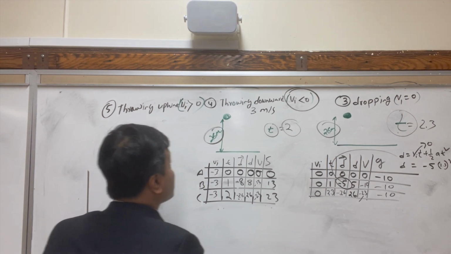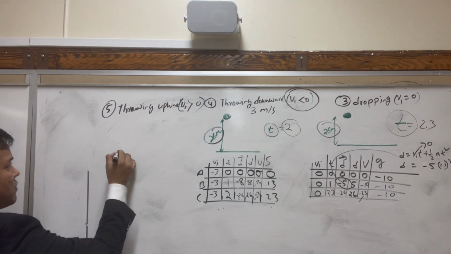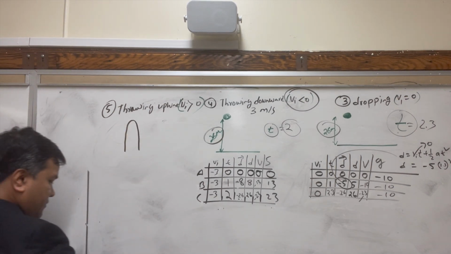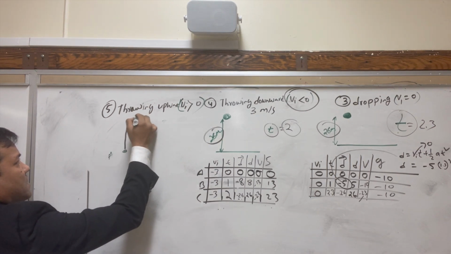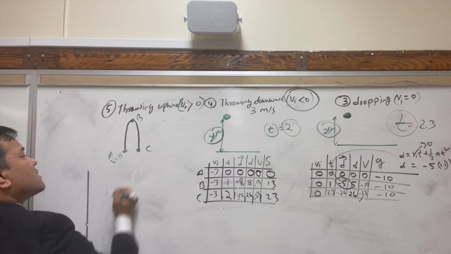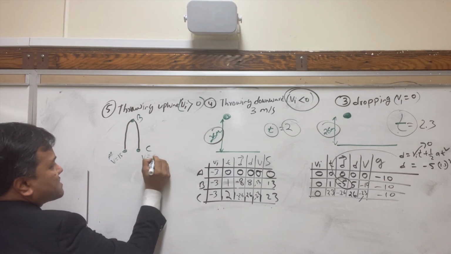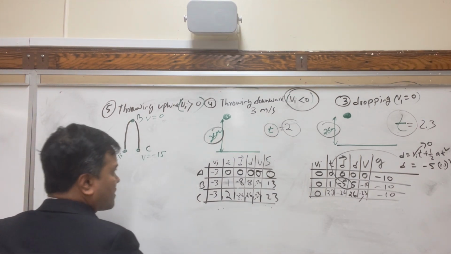Okay, now we're going to do this one, throwing upward. So when you throw upward, you have 3 important locations going on: location A, location B, location C. At location A, velocity is 15. At location C, velocity is negative 15. At location B, velocity is 0. Let's complete the table.